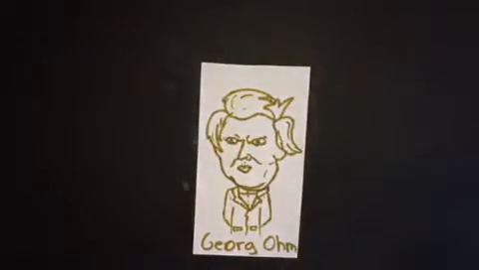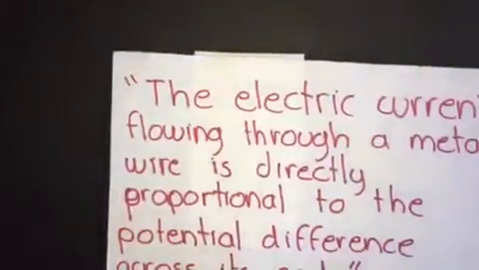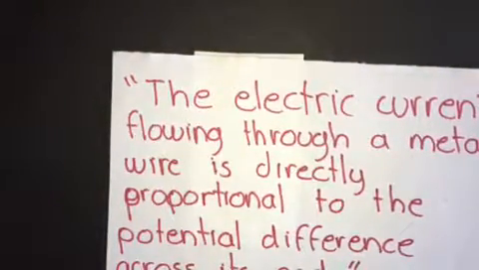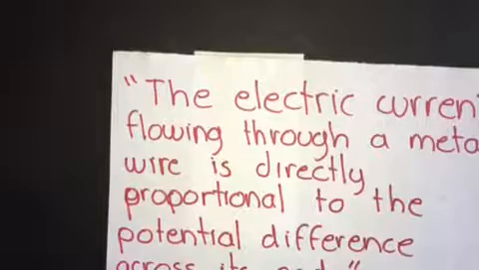Okay, so in this video I'm going to explain one of the most basic and important principles in electronics, which is Ohm's law. Now, Ohm's law was created by German physicist Georg Simon Ohm. He stated that the electric current flowing through a metal wire is directly proportional to the potential difference across its ends, provided the temperature stays the same.